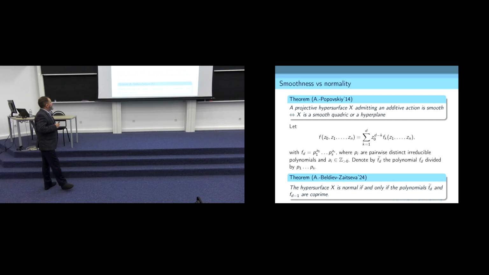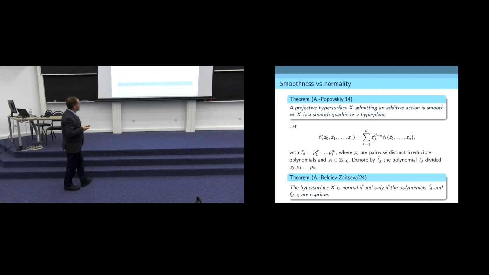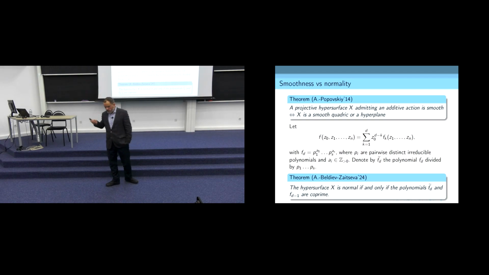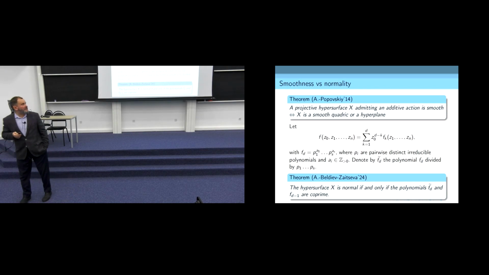Our recent result is about normality. Smoothness is quite elementary, so I'm sorry for the theorem here because I'm unable to make propositions. The only smooth projective hypersurface with an additive action is the smooth quadric. A hyperplane as well, but this is somehow a degenerate case. And concerning normality, we checked it just now. This is a bit more delicate result.